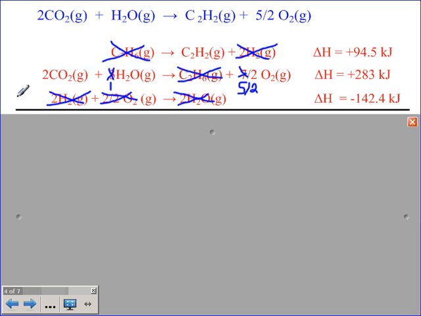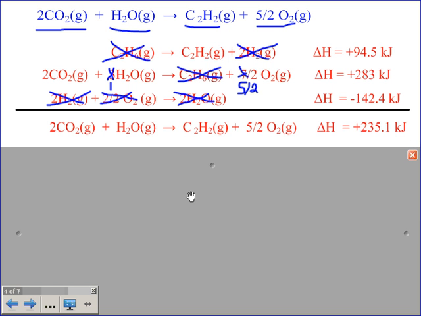Right. So now, what do I have left on my reactant side? I have 2 CO2s. That matches. I have 1 H2O. That matches. Everything else is gone. On my product side, I've got C2H2. That matches. And I have 5 halves O2. That matches. So I can add this all together now. I've got my target equation, and by adding together all of these numbers, I end up with the enthalpy for my target equation is plus 235.1 kilojoules.